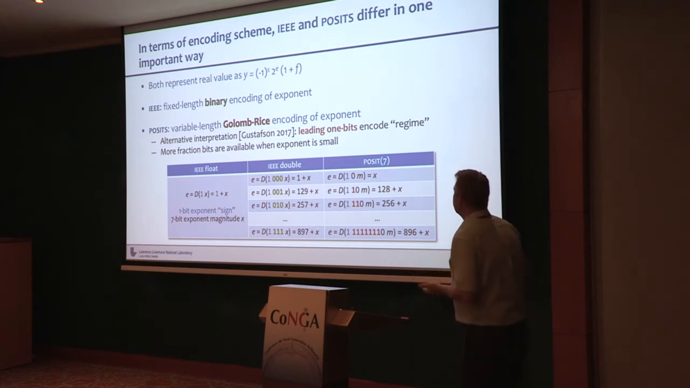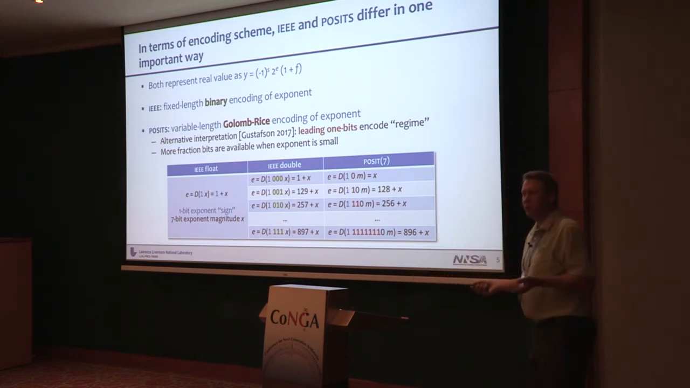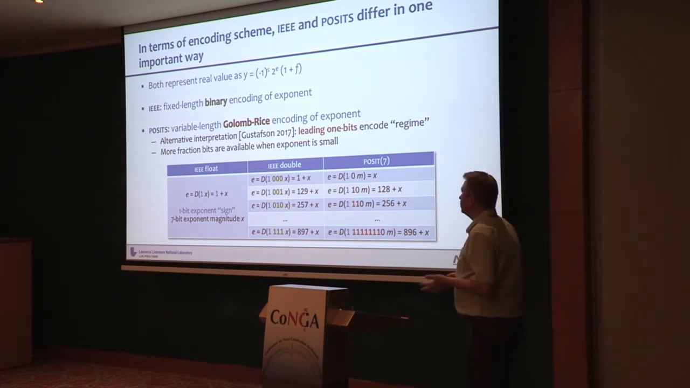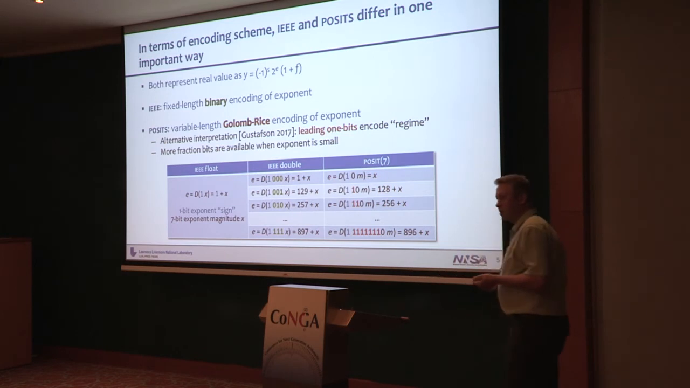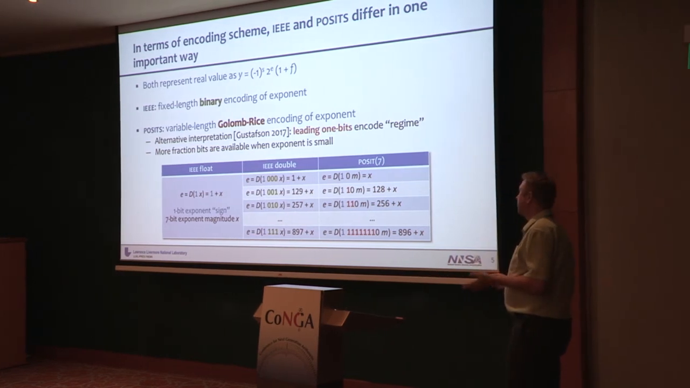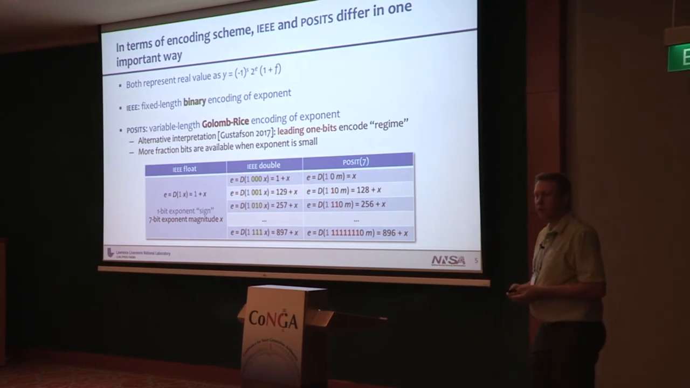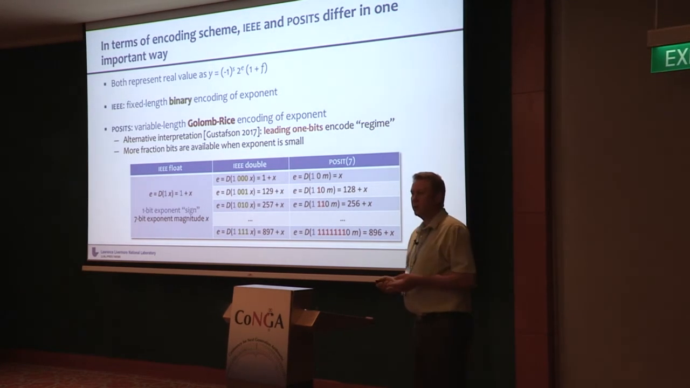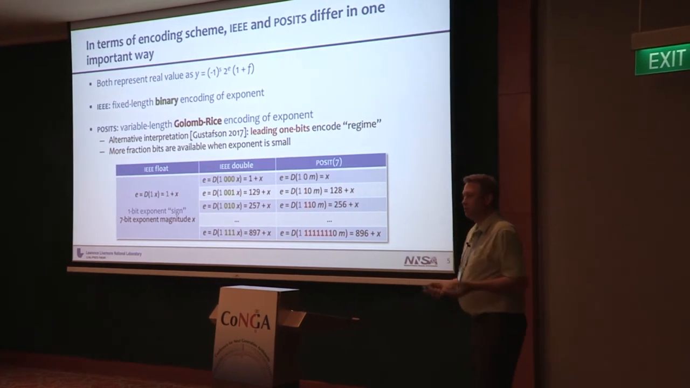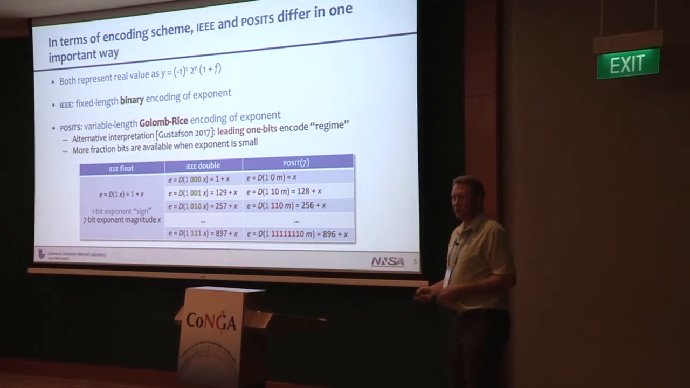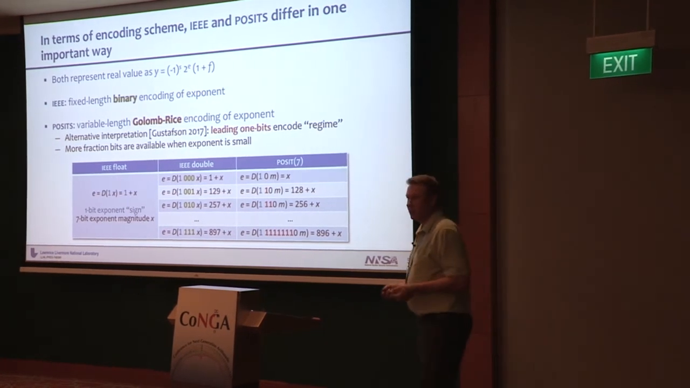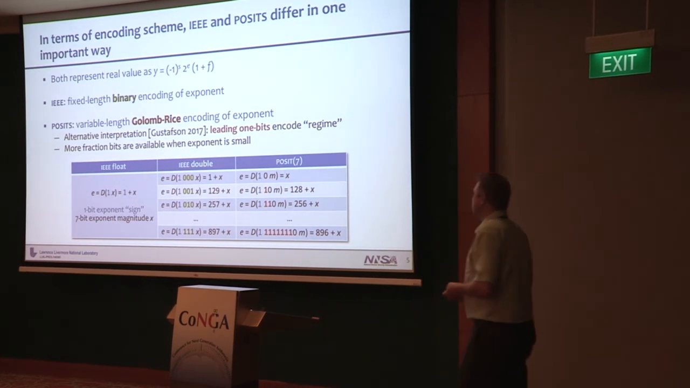The main way in which they differ, again, is that IEEE uses a fixed-length binary encoding of the exponent, whereas posits use, as it turns out, a Golomb-Rice encoding of the exponent. Golomb-Rice encoding has been used in information theory and in compression for a very long time. Essentially what it amounts to is breaking the exponent down into a binary part and a unary part. The unary part, which is essentially just a bunch of ones followed by a 0, becomes, in Gustafson's terminology, the regime bits. That has something to do with telling you what the magnitude of the number is.